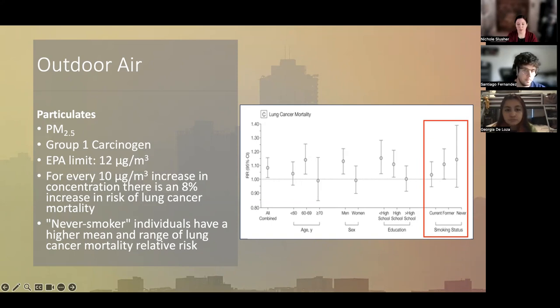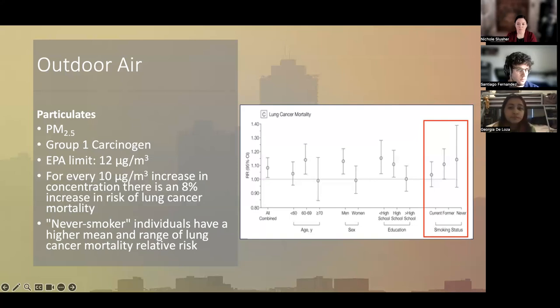A cohort study from 2002 looked at data collected since 1982 and an assessment in 1998 that included 500,000 participants. It found that for every 10 microgram increase in particulate concentration, there was an 8% increase in the risk of lung cancer mortality. This study controlled for tobacco smoking status and found a strong correlation for smokers and an even higher correlation for people who never smoked.